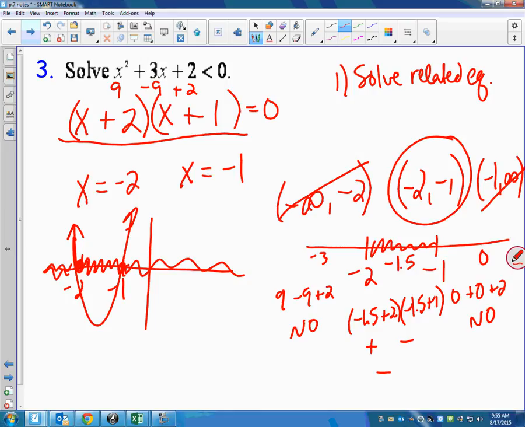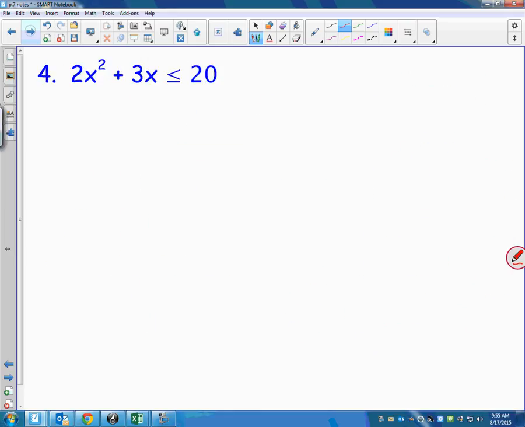All right, do I have another one on here? Another one. Again, you just need to get in the habit of getting that equal to 0, so I'm just going to automatically subtract 20 over.